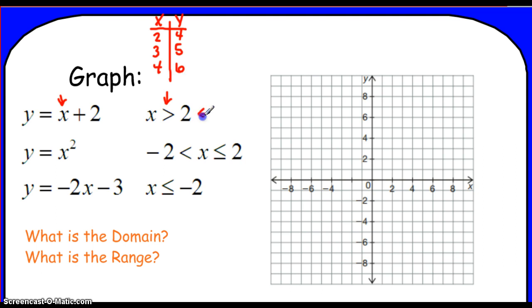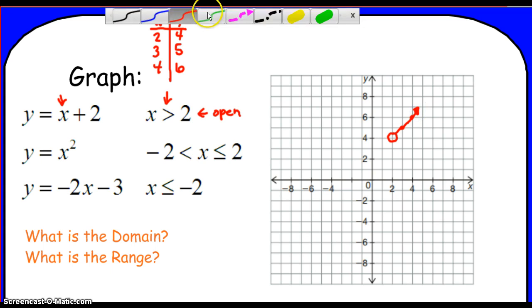And just by looking at this, I know that I should have an open starting circle. So at 2, 4, I'm going to have an open circle, but at 3, 5, there's going to be a closed one because it's a point. At 4, 6, there's a closed one. And my graph continues to go up 1 over 1 that way. So this is an arrow. So a little bad arrow, but that's an arrow. So that's my first function.